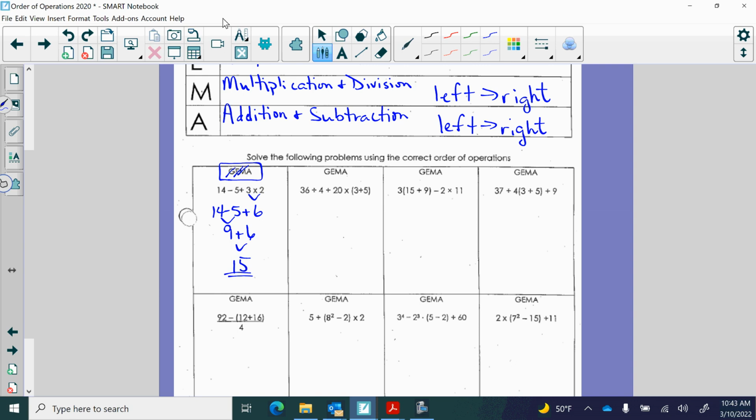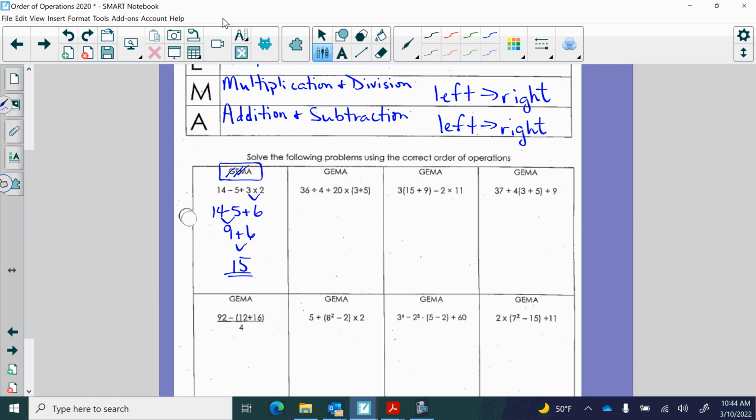Two quick questions. Did it take me a long time to write each step? No. Was it difficult to figure out what I was doing before I rewrote the next step? No, you just follow GEMA. It's literally written right above it. Now, here's the slight difference between how Ms. McShann and I do this, just in how we notify what we're doing.